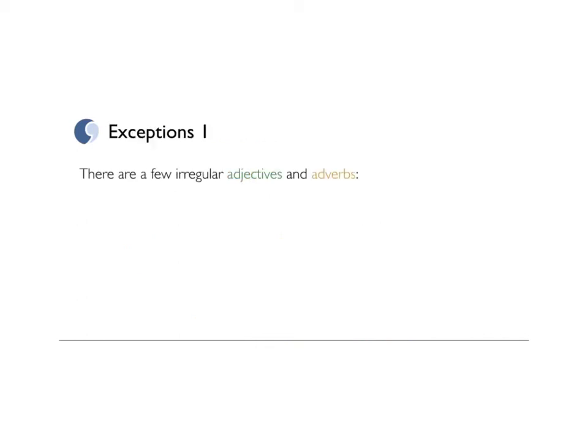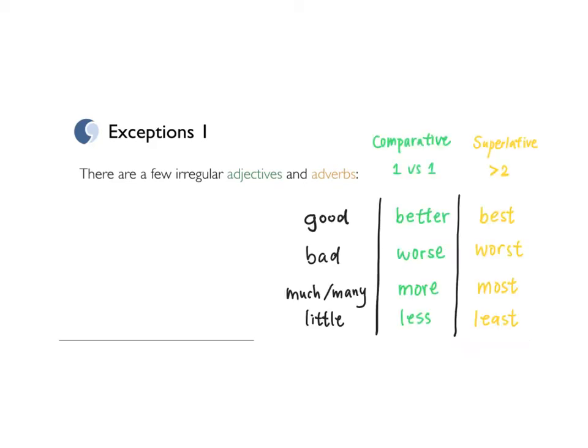However, there are also some irregular adjectives and adverbs. These are some examples of exceptions. Color green would be the comparative form, and color yellow would be for the superlative form. For the word good, it becomes better and best. For the word bad, it would be worse and worst. As for much or many, we use more and most. For the word little, we use less for comparative and least for superlative.